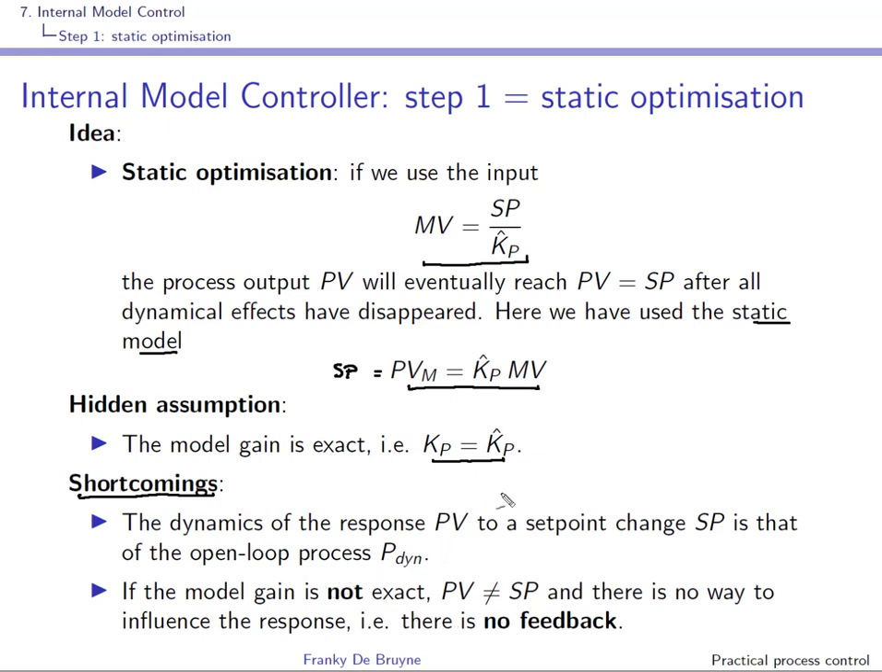Well, you can also see that if your model gain is not exact, the actual steady state PV will be different from the set point, right? And you'll have a non-zero static error, right? And there is another thing that is not taken into account.